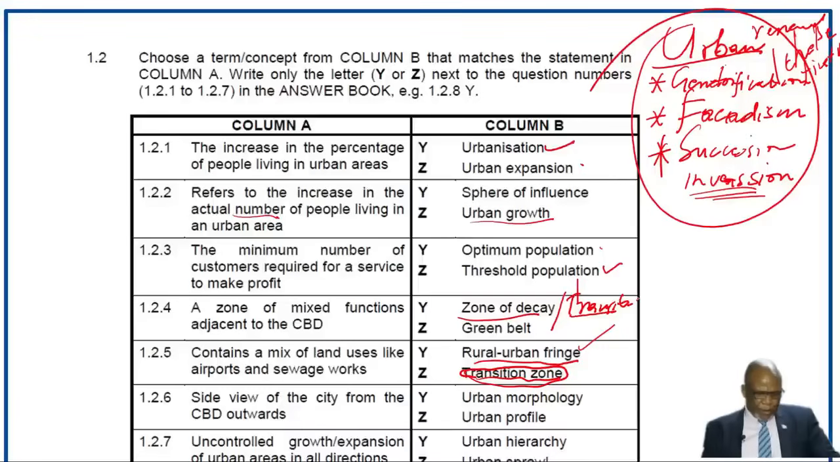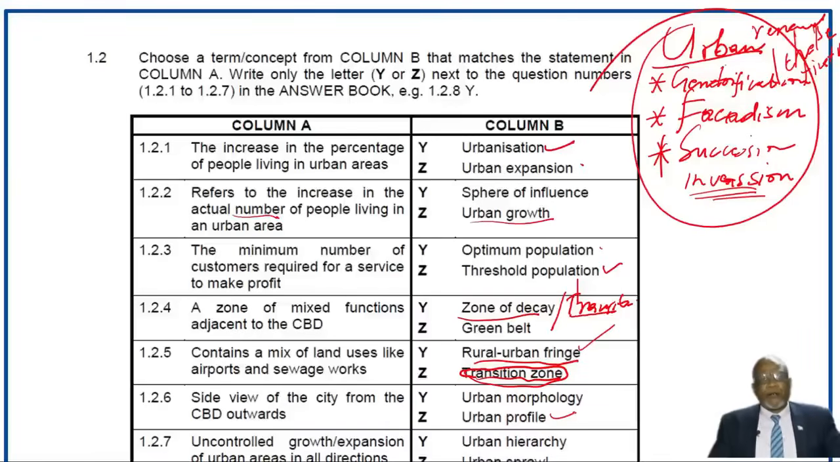And the side view of the city from the city outwards, is it called urban profile or is it called urban morphology? So it is called urban profile. That's the side view of the city. So what is urban morphology? It simply refers to the shape of the city.